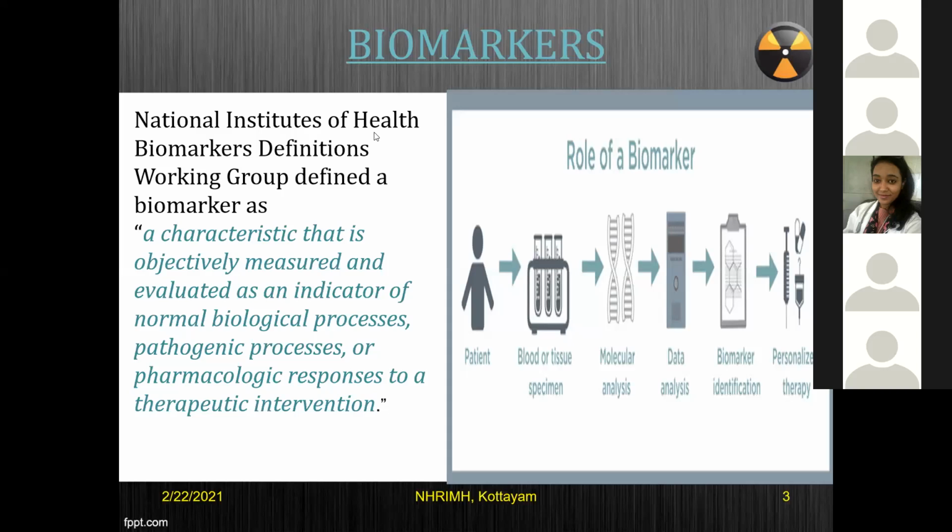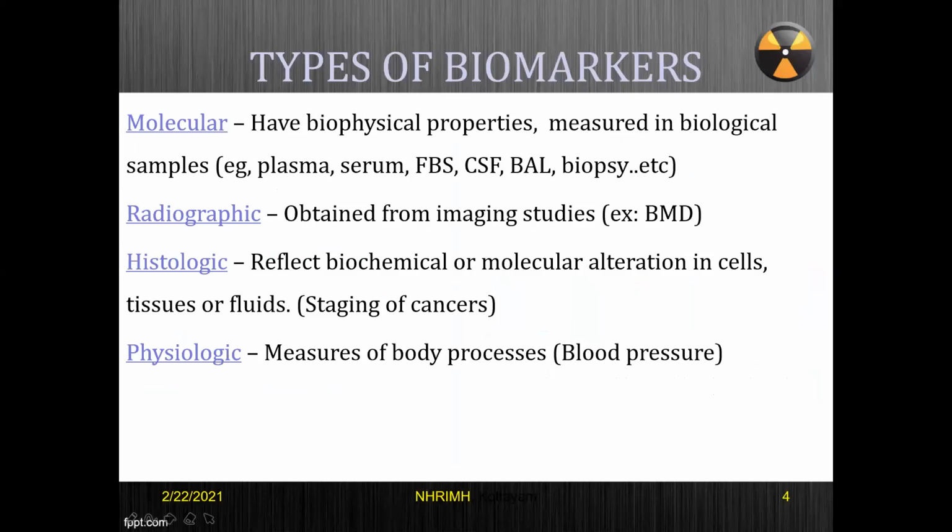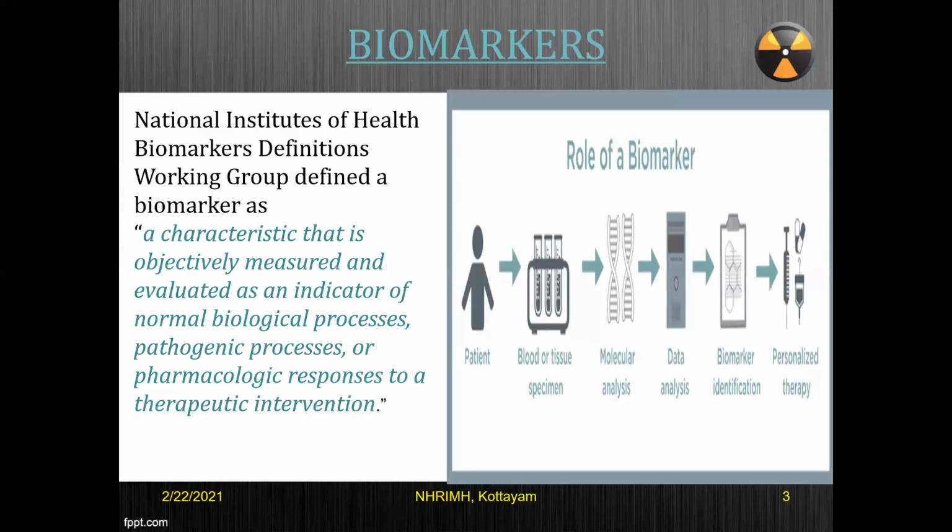So, the biomarker definition: a characteristic that is objectively measured and evaluated as an indicator of biological processes, pathogenic processes, or pharmacological responses to a therapeutic intervention. This is the definition I could give. So what does a biomarker say? It gives normal biological responses, pathogenic processes, and also pharmacological responses to a therapeutic intervention. On the slide, you can see it may be blood or tissue or a specimen, molecular analysis, data analysis, biomarker identification.